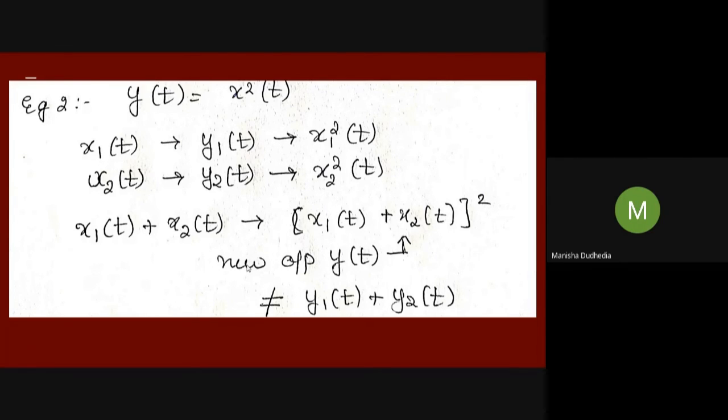Then we perform a second experiment with input x2 of t, where we get the outcome as x2 square of t. Now we are combining the inputs x1 of t plus x2 of t. In this case, you see that we are getting the new output as [x1 of t plus x2 of t] whole square. So this clearly shows you that this is not equal to the individual outputs, that is x1 square of t plus x2 square of t. So this gives you a clear indication that this is not an example of additivity. So it is a non-additive example.